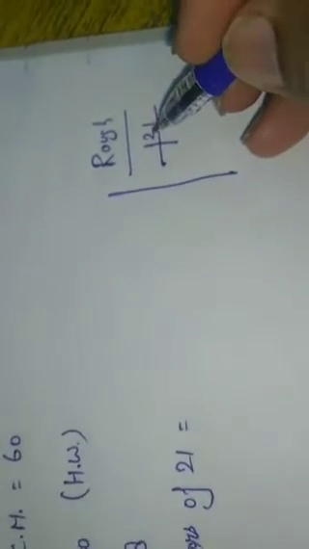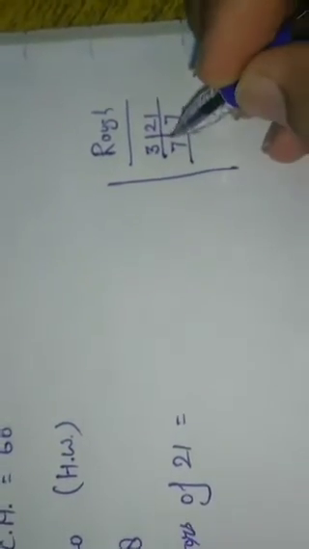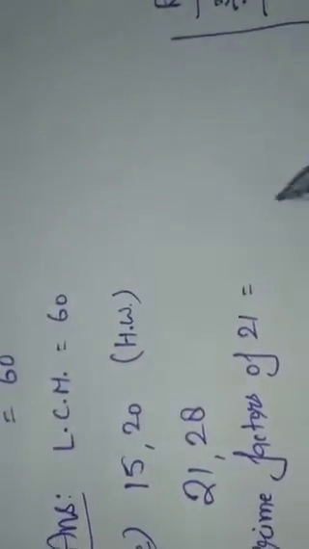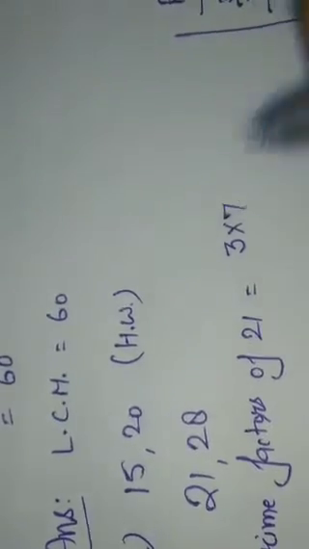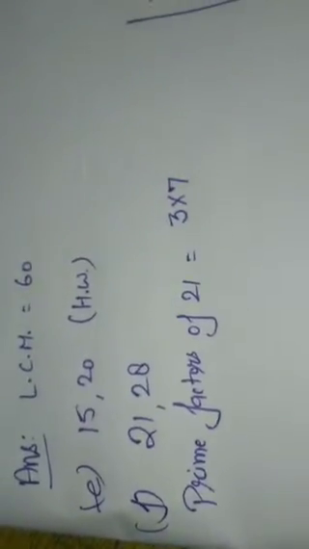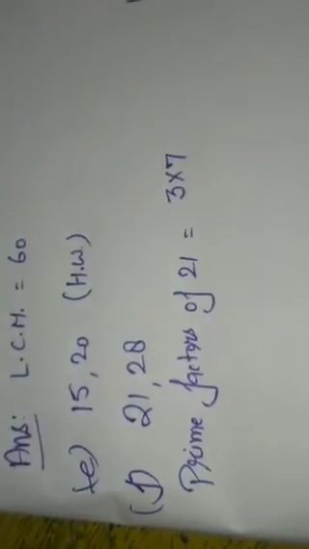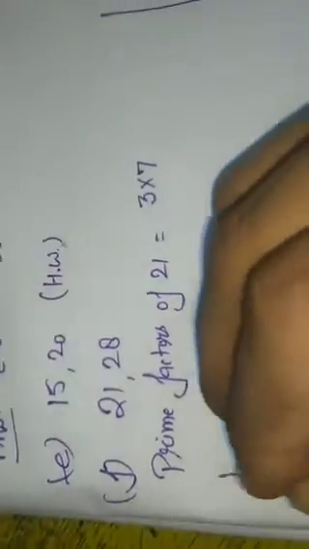21. You know that 21 will be divisible firstly by the lowest number, 3. 3 7s are 21 and 7 is also divisible by 7. So 3 7s are 21 and 7 1s are 7. So prime factors of 21 is equal to 3 into 7. Then after that you will also find out the prime factors of 28. So look here.